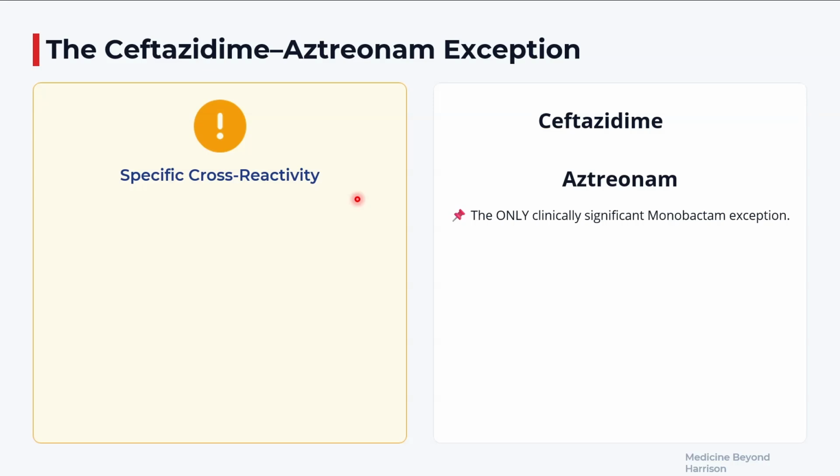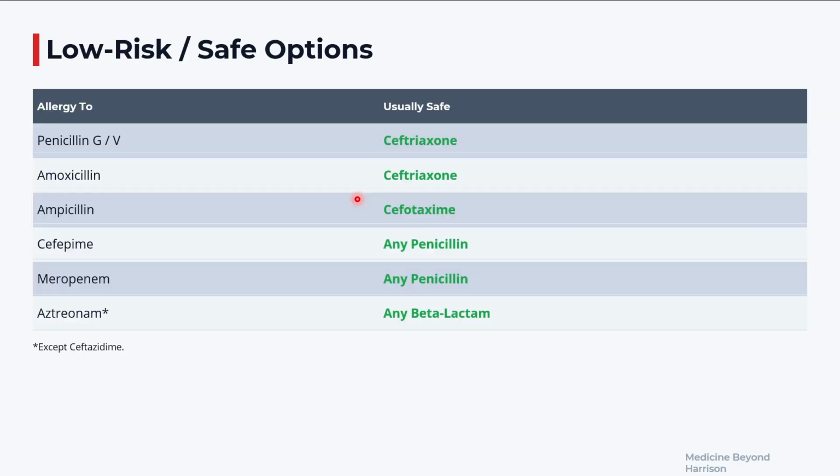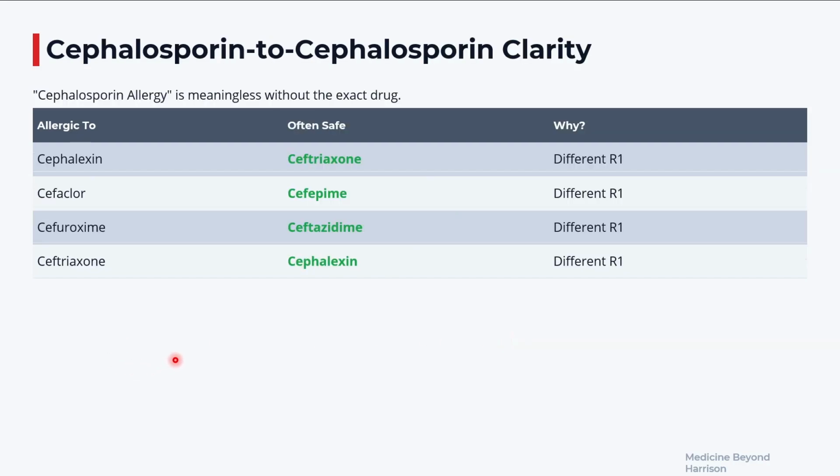So it is an exception because of specific cross-reactivity. The only clinically significant monobactam exception is ceftazidime-avibactam. The lower risk and safe options: if the patient has a penicillin allergy, you can go for ceftriaxone. If the patient has an amoxicillin allergy, you can go for ceftriaxone. Ampicillin allergy, again you can go for cefotaxime. Cefepime allergy, you can go for any penicillin group of drug. Meropenem allergy, you can go for any penicillin again. Aztreonam allergy, you can go for any beta-lactam for that matter, except ceftazidime.